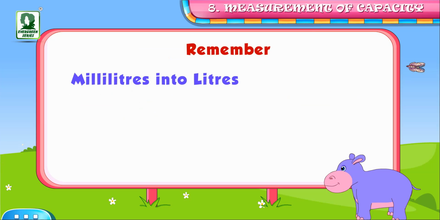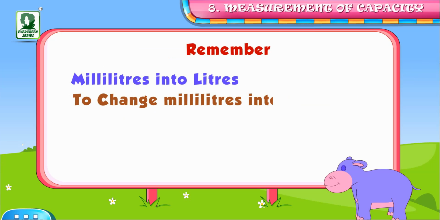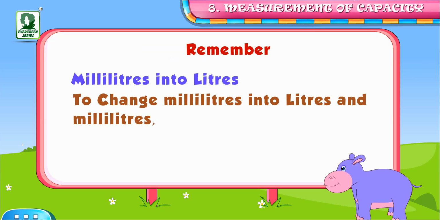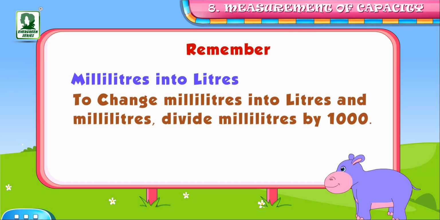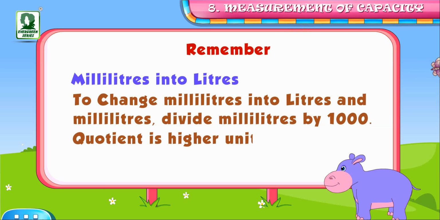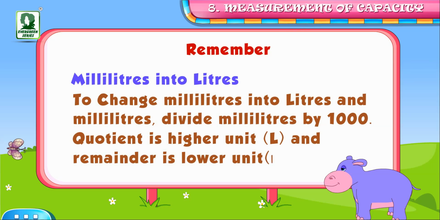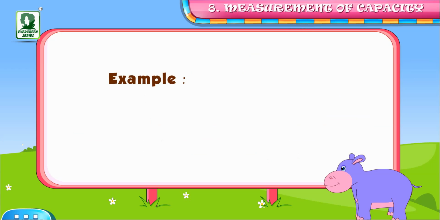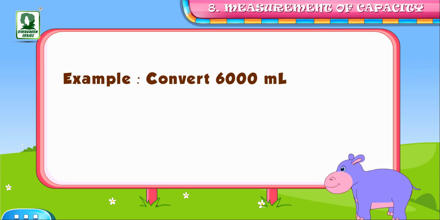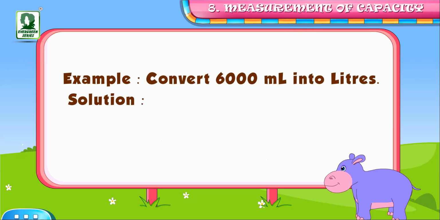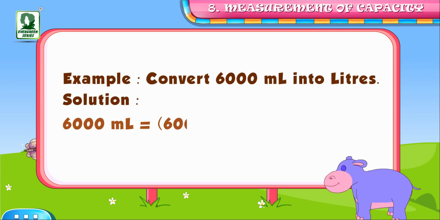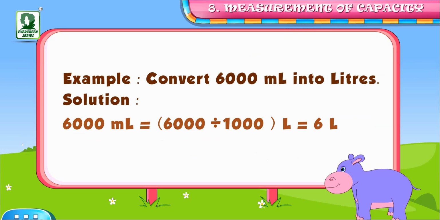Milliliters into liters. To change milliliters into liters and milliliters, divide milliliters by 1000. Quotient is the higher unit and remainder is the lower unit. Example: convert 6000 milliliters into liters. Solution: divide 6000 milliliters by 1000, which is equal to 6 liters.